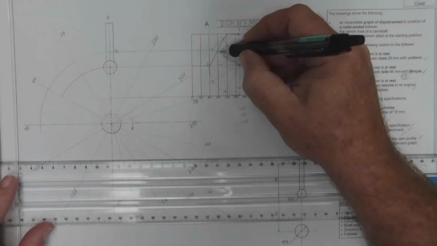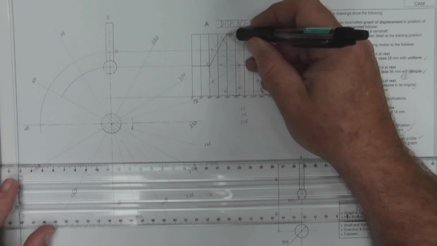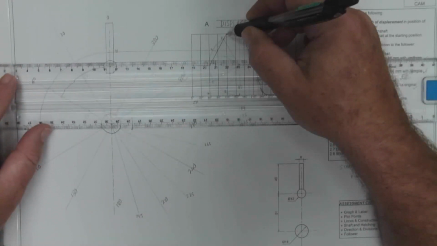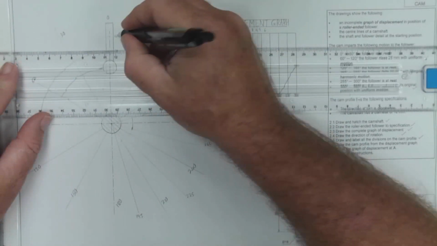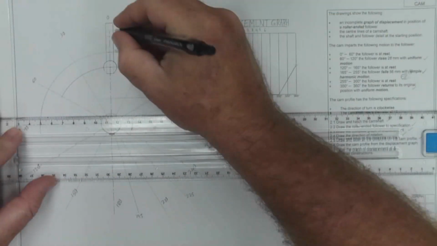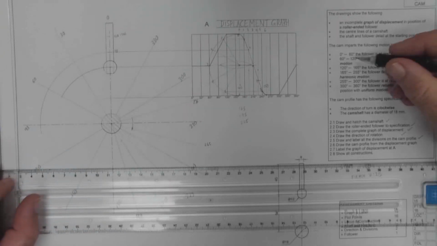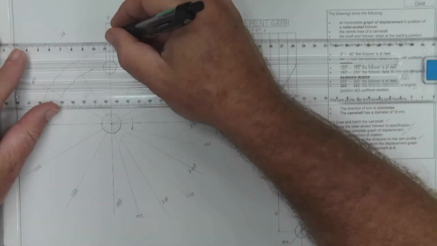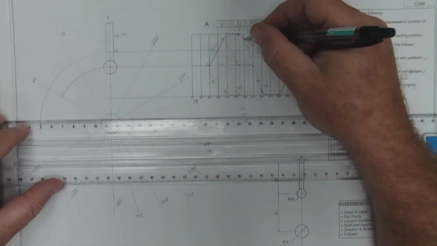So my next point is here at 120, and I'll take that, line it up and mark it off. Now 120 is going to 165 at rest. My next point here, line it up, transfer it across, label that, is at 180.